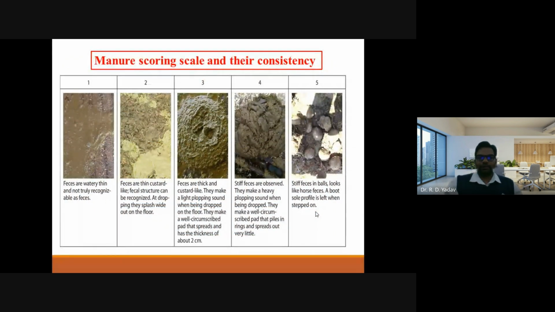This is the manure scoring scale and their consistency. For optimum production, we want a manure score around 3. For example, if it is 1, too much concentrate is given to the cattle, and the manure will be watery and thin like diarrhea. 2 is a very dilute consistency. 3 is the optimum. 4 means high roughage is given to the cattle, and 5 means very fibrous feed is given, with no concentrate.